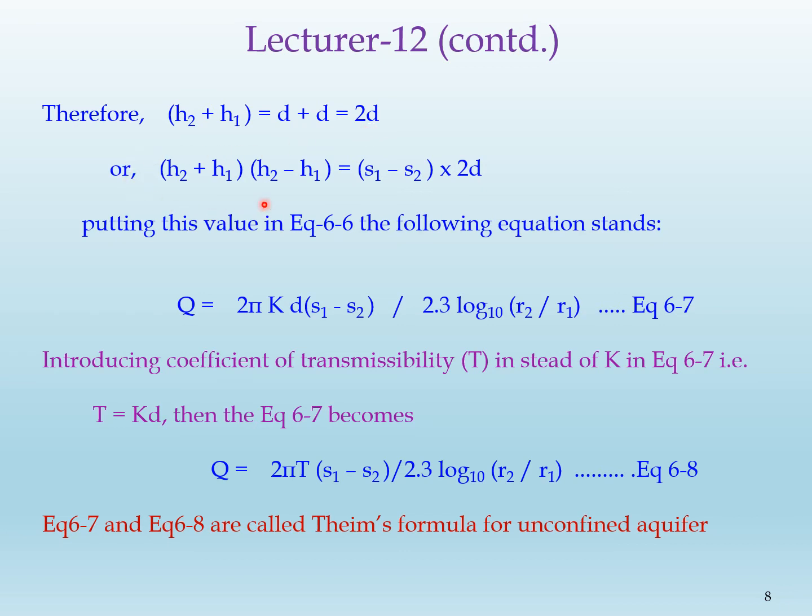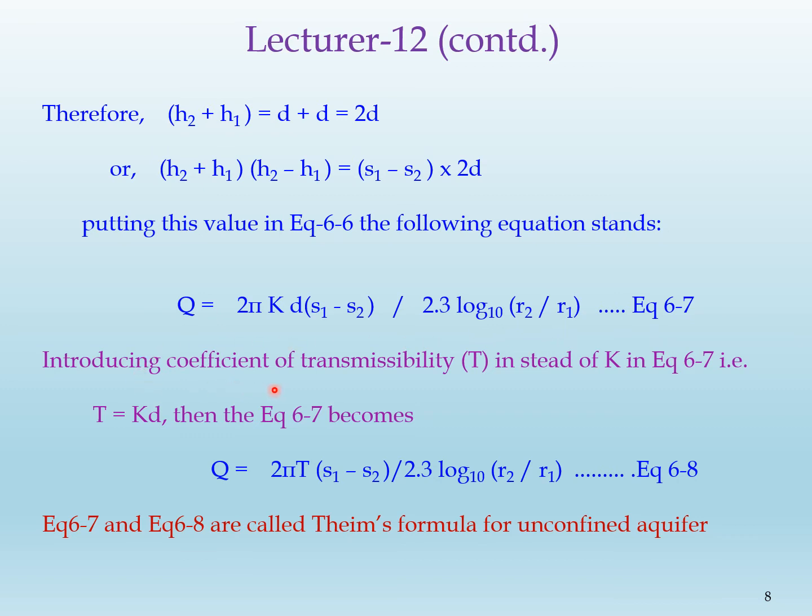And the simplified equation was H2 square minus H1 square. Finally we got H2 plus H1 into H2 minus H1, where H2 minus H1 is equivalent to S1 minus S2, and H2 plus H1 is equivalent to 2D. So we can write this as S1 minus S2 into 2D. And if we replace this value in equation 6.6, we will get the equation Q equal to 2 pi k d into S1 minus S2 divided by 2.3 log 10 R2 by R1.